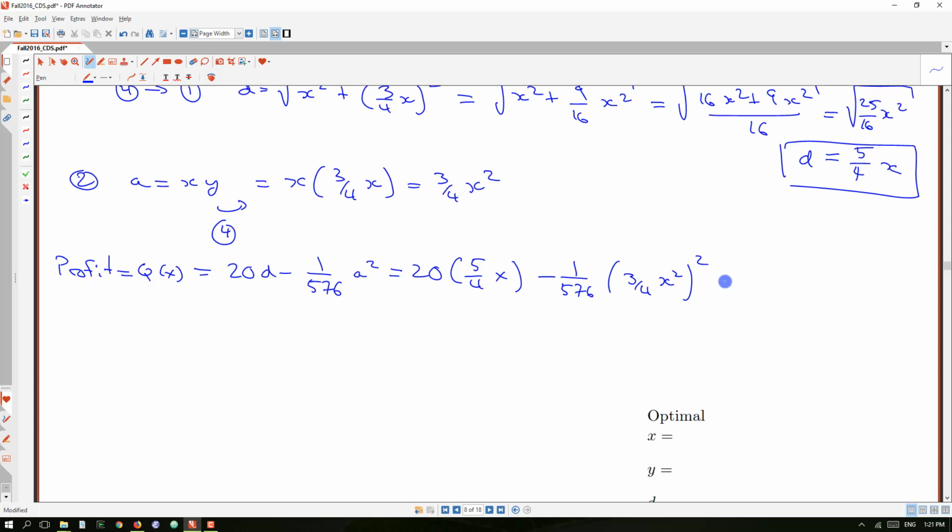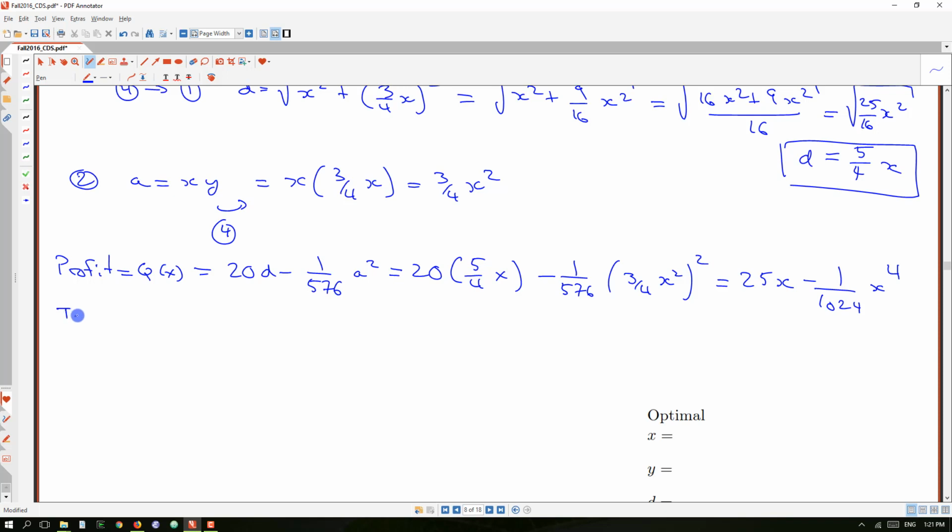Again, we're going to be differentiating that, so it makes sense to take some time to tidy that up. 20 over 4 is 5, that'll be 25x, minus, when we expand all of this out, and here using the fraction button on your calculator can be a real handy device. We have 3/4 squared, and that 3/4 squared then is multiplied by 1 over 576, and we end up with 1 over 1024 x to the 4. Perfect. That is a lovely function to differentiate.